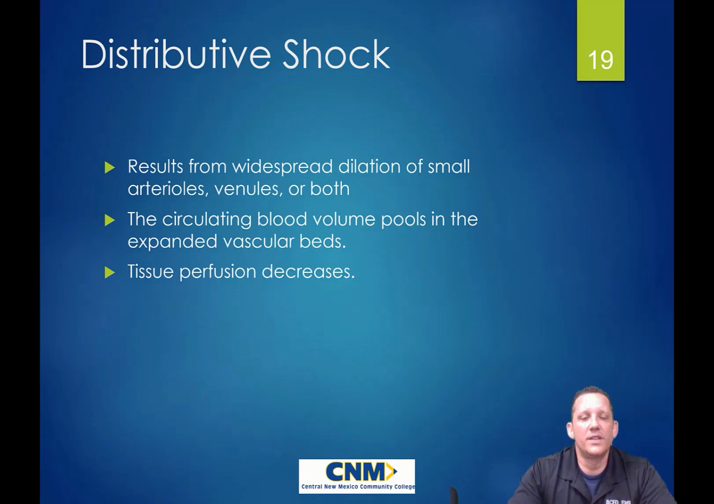Some of the causes of distributive shock are widespread dilation of small arterioles, venules, or both. The circulating blood volume pools in the expanded vascular beds, and then tissue perfusion decreases. And again, we have certain benchmarks that we want to maintain, because once we get to a lowered blood pressure, the body will start shunting and trying to perfuse the core 4. And then if we're unable to do that, we go into acute organ failure, which is literally a death sentence.